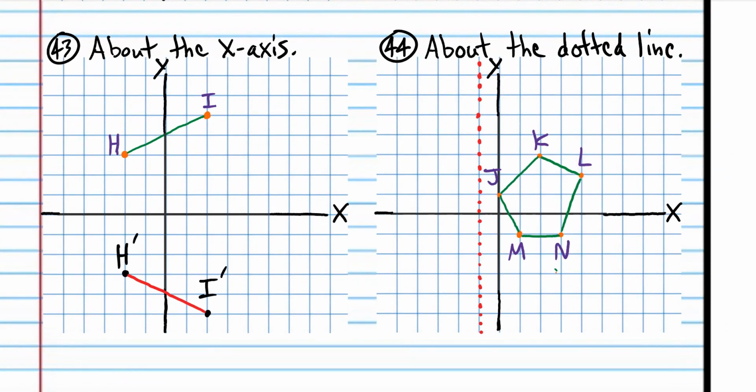Be aware you have to reflect about the dotted line. So we're not reflecting about the y-axis or the x-axis, we're reflecting about the dotted line. So try number 44, and when you come back, we'll do it together.